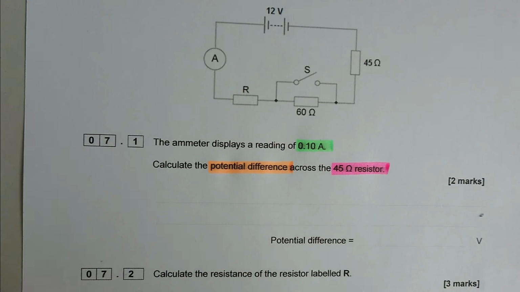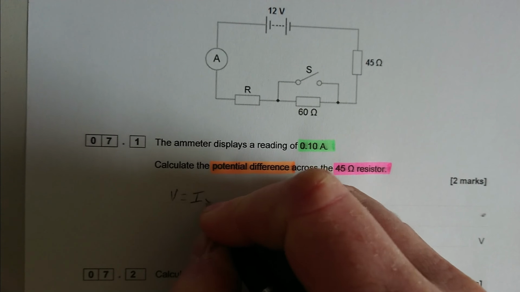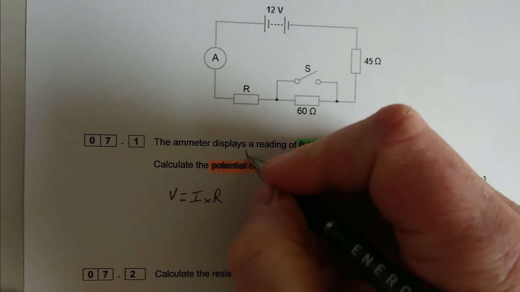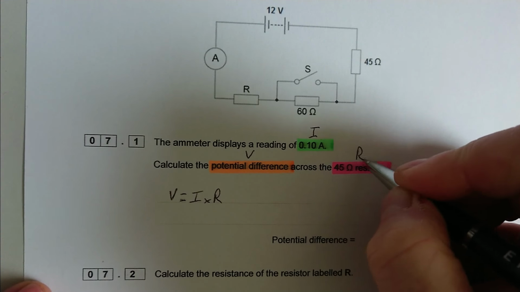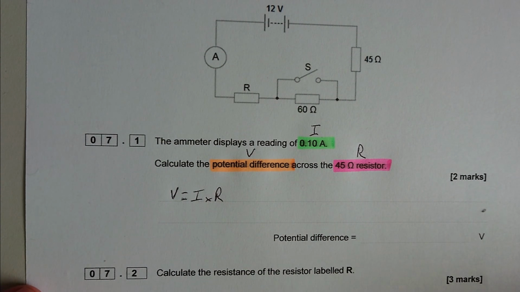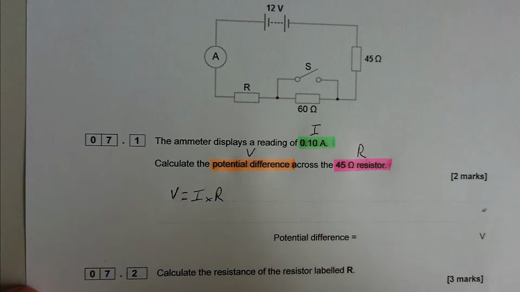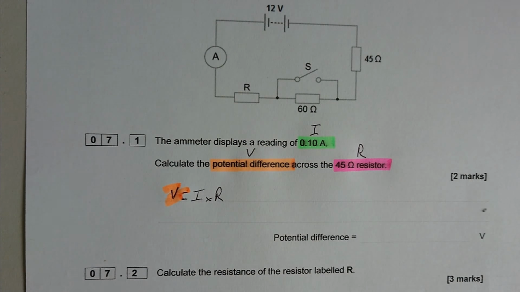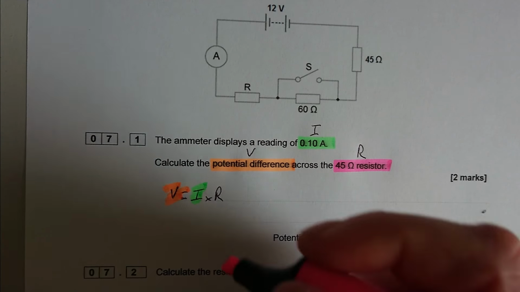So, I know that I need Ohm's law. V equals I times R. Potential difference is V. Current is I, R is resistance. So now I colour code my formula with the same colours that I've got here. So potential difference is orange, current is green, and resistance is pink.